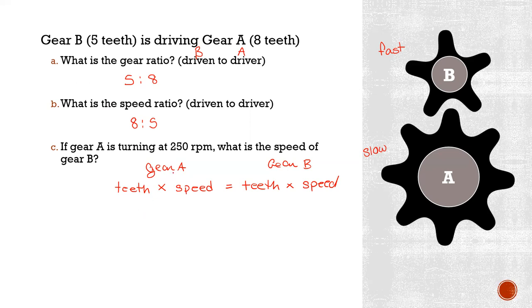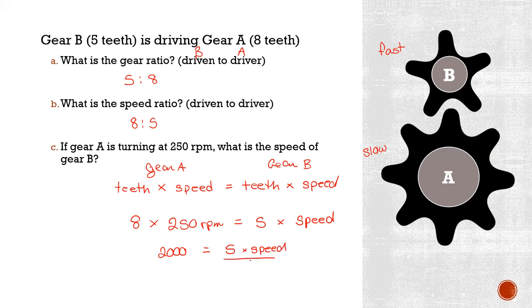So we're going to start out with gear A. Gear A has 8 teeth, and it's moving at a speed of 250 RPM. It's going to be equal to the teeth in B, which is 5, times, I'm going to use S for speed. Or I'll just write speed out, I guess. Okay. So 8 times 250. So in 250 revolutions, it's moving 2,000 teeth times RPM. That has to be equal to 5 times the speed.